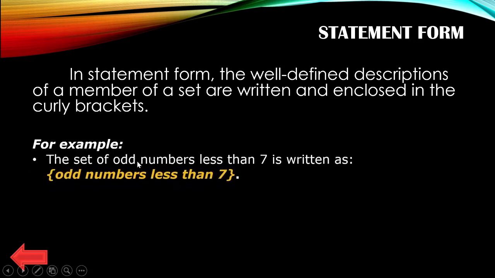For example, the set of odd numbers less than 7 is written as follows. As you can see, from the beginning of the statement there is a curly bracket, and at the end of the statement there is a curly bracket to enclose the statement.